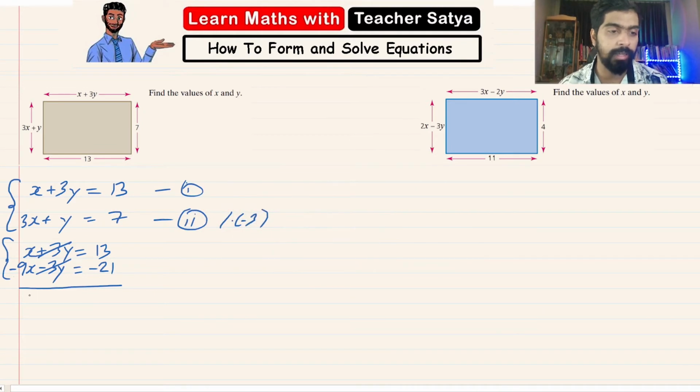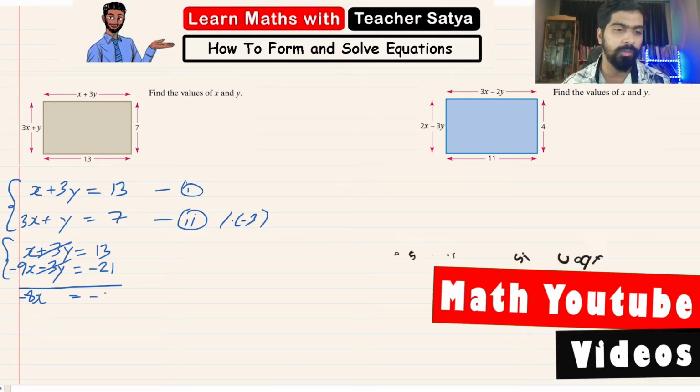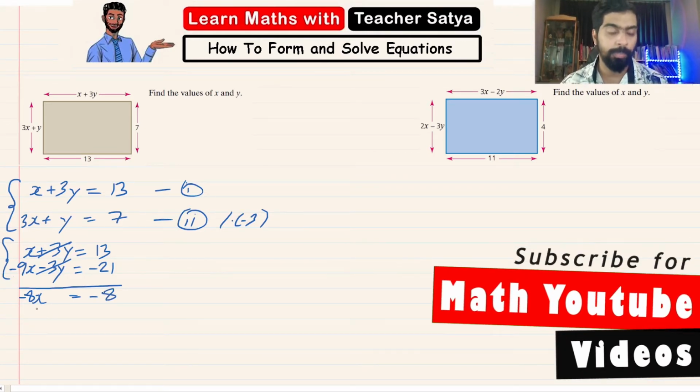So x minus 9x is going to give us -8x, and 13 minus 21 is going to give us -8, right guys? Now if we divide both sides by -8, I'll have x is equal to -8 over -8, which is equal to 1, right guys?